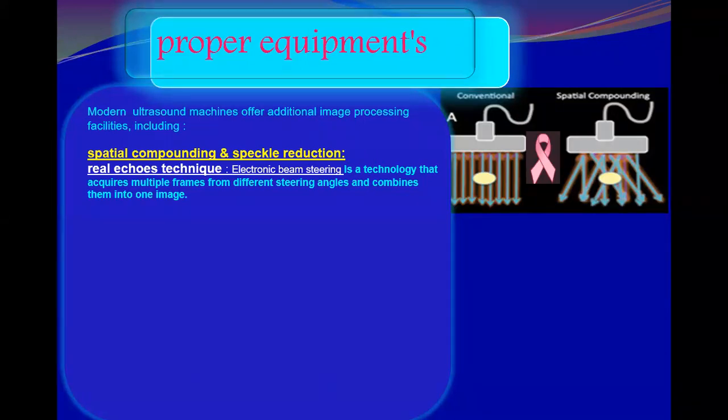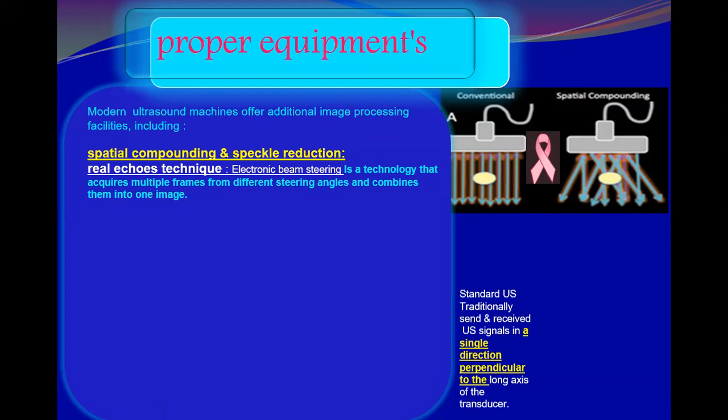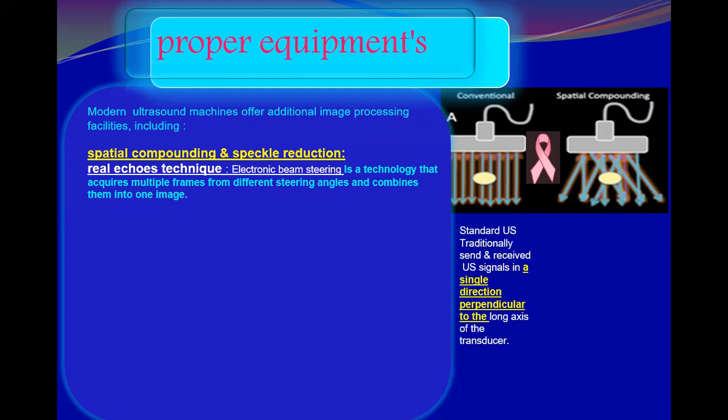Regarding spatial compounding and speckle reduction. What is spatial compounding? If you look here, this is a conventional ultrasound transducer, and this is spatial compounding. What do you think the difference between the two is? In conventional standard ultrasound, we traditionally send and receive the ultrasound signal in a single direction perpendicular to the long axis of the transducer, like this.